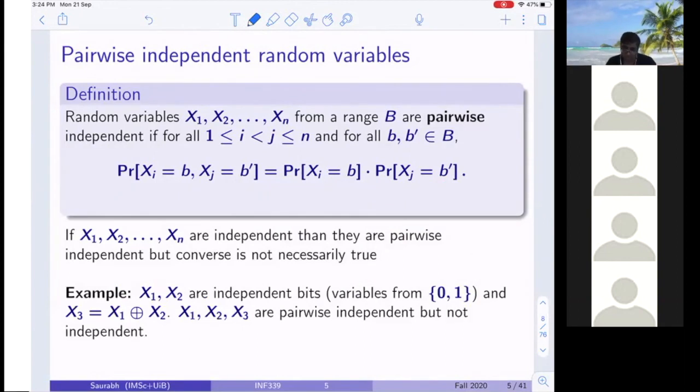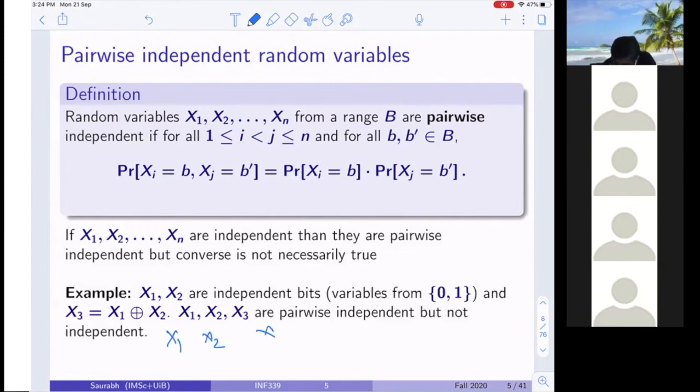For example, here is an example. x1 and x2 are independent bits, variables from 0, 1. And what is my x3? x3 is x1 XOR x2. Do you know what x1 XOR x2 is? It's exclusive OR. Okay, let's write it down.